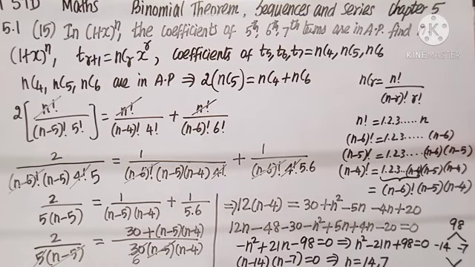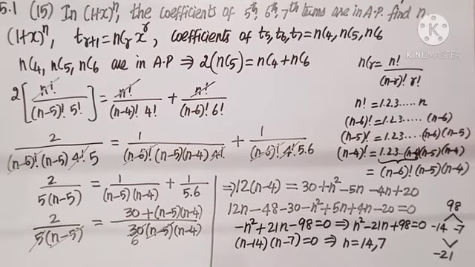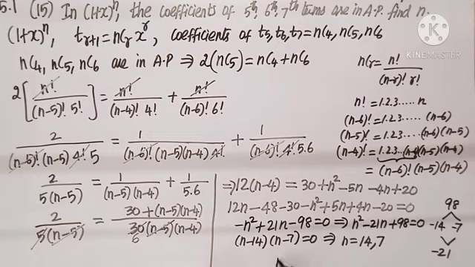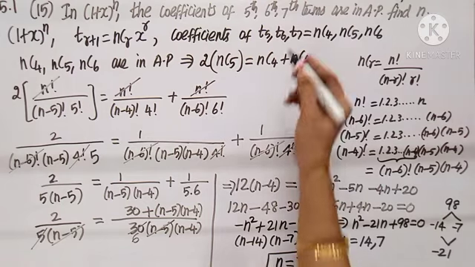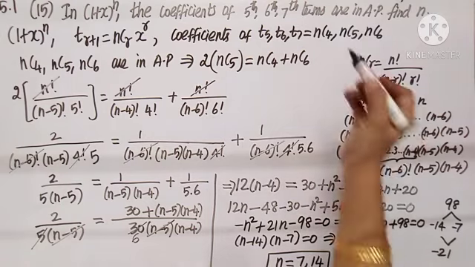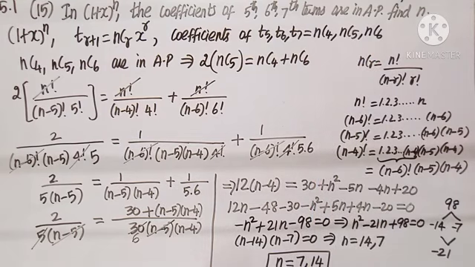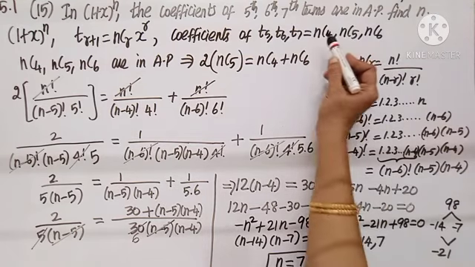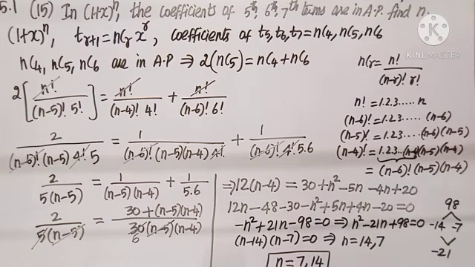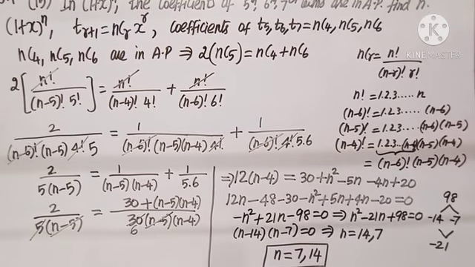The question is to find the value of n. So we have found out n equal to 7, 14. Are both the values valid? Check in the question. I want nC4, nC5, nC6. 7 and 14 both will satisfy these three. So I will say the n value is 7 and 14.